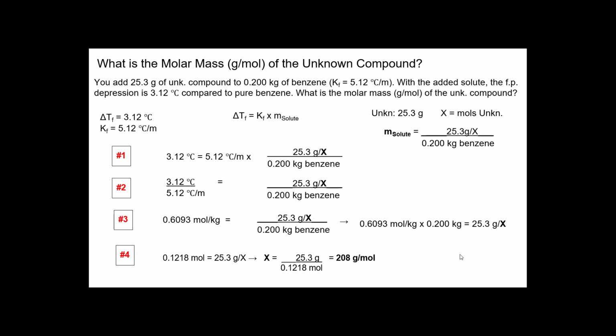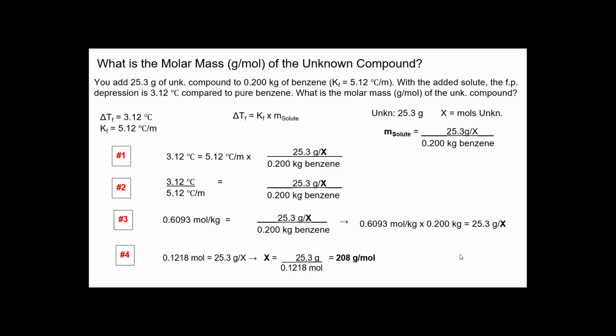What is the molar mass? I'm talking a little fast because I'm trying to not make this as long as it might be. What is the molar mass of the unknown compound? You have 25.3 grams of unknown compound. So we don't know what our solute is in this case. To 0.200 kilograms of benzene. Benzene is a carcinogenic solution. It's made up of carbon and hydrogen, so it's organic.